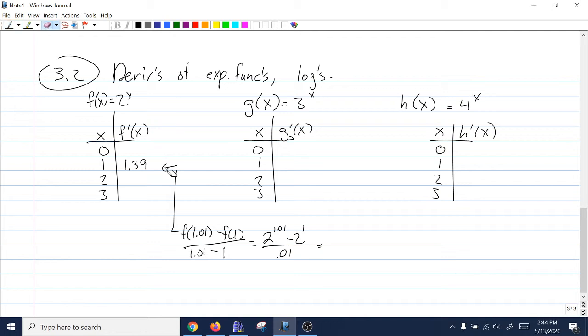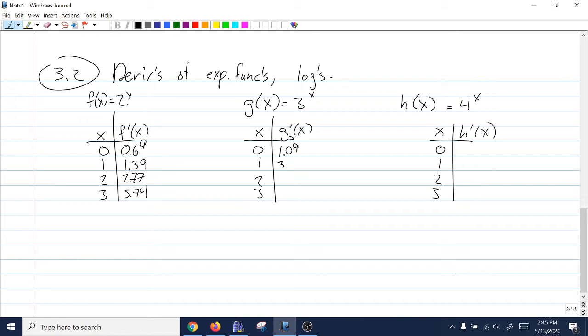So the goal is, again, if I had a room full of students, I'd say, hey, everybody grab one and compute it, and we'll fill out these charts, and we'll feel good that everybody in the room has got the hang of computing derivatives. The numbers we'll get are 0.69, 2.77, 5.74, 1.09, 3.29, 9.89, 29.68.